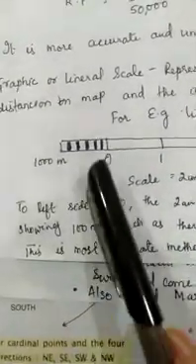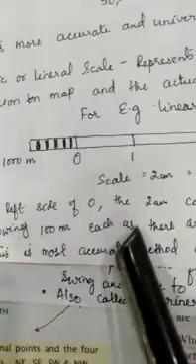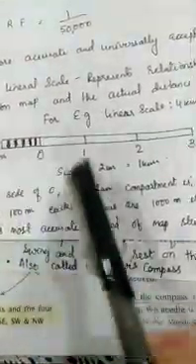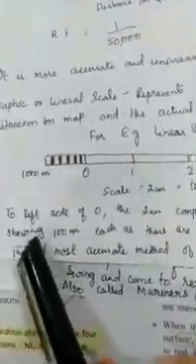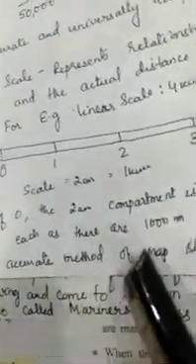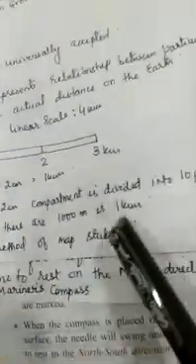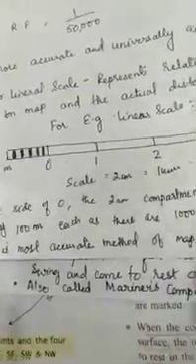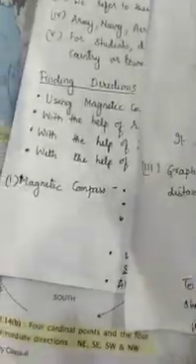On the left hand side of the 0, that is this part, the 2 centimeter compartment is divided into 10 parts. This 2 centimeter compartment is divided into 10 parts showing 100 meter each, as there are 1000 meters in 1 kilometer. And this is the most accurate method of the map.